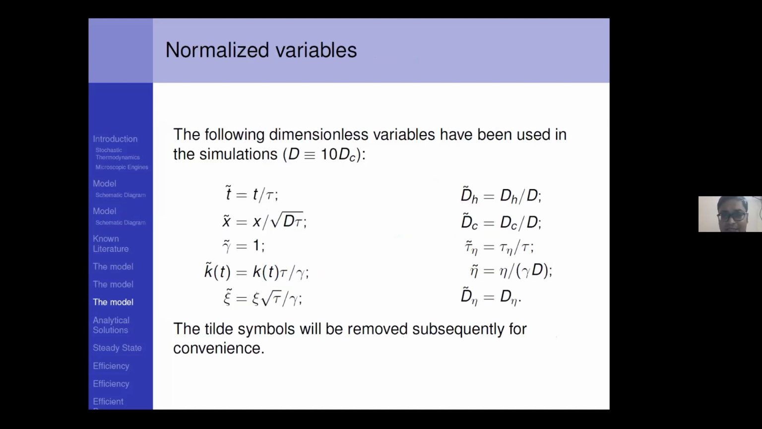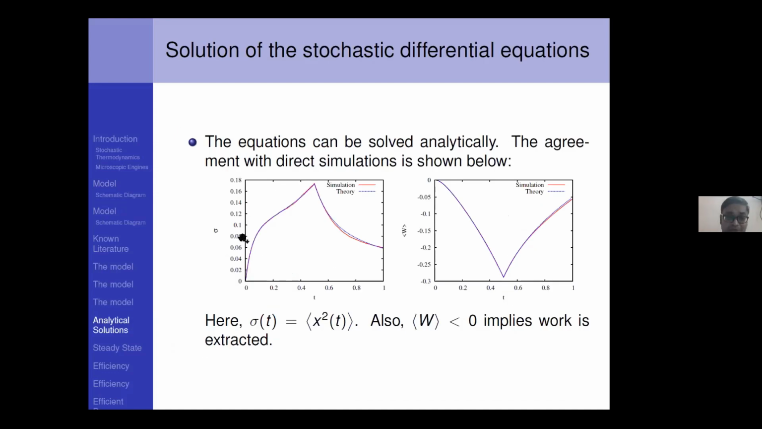These are some normalizations used that make these variables dimensionless. Okay, these are the results, where we have shown the change in variance of the system as a function of time of observation in the first cycle only, and the work extracted in the first cycle only.